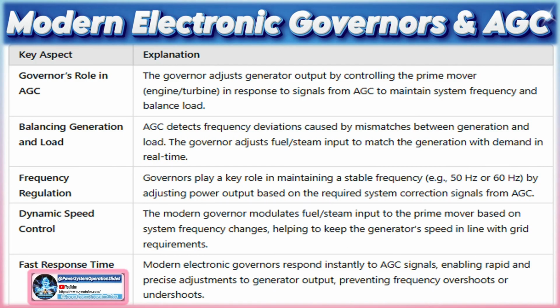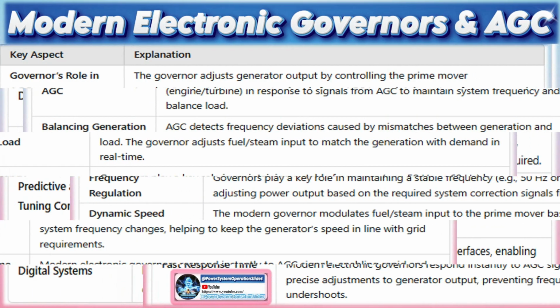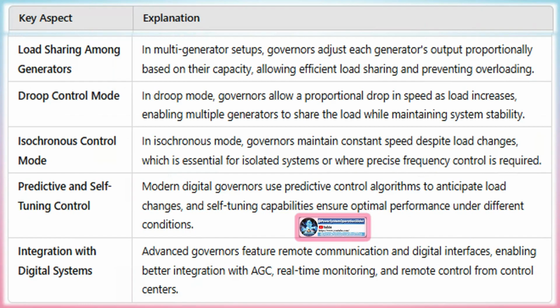In isochronous mode, the governor maintains a constant speed regardless of load changes, which is necessary in isolated systems or in specific scenarios where precise frequency control is needed. The AGC system can switch between these modes as required by system conditions, further enhancing the flexibility of the power system. Moreover, modern digital governors often incorporate features such as predictive control algorithms, self-tuning capabilities, and remote communication interfaces.